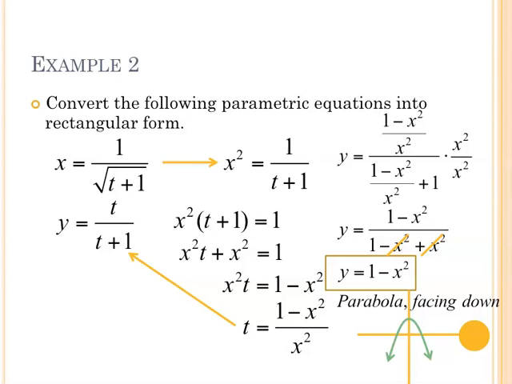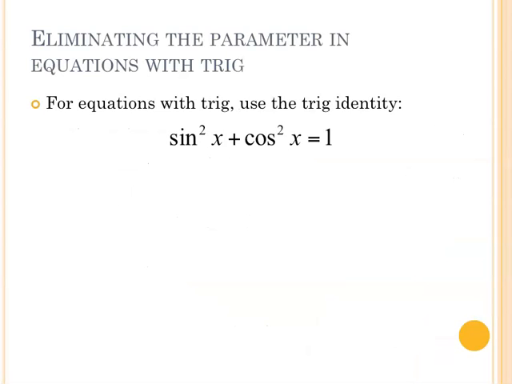Okay, now I mentioned before that we were going to go over a case in which we weren't going to necessarily use those 3 general steps of first solving for t in one equation, plugging into the second equation, and then simplify. So the particular case I'm talking about is when you're using trig. So for equations with trig, you're going to use the trig identity sine squared plus cosine squared equals 1.